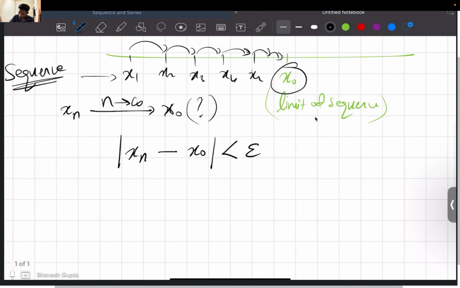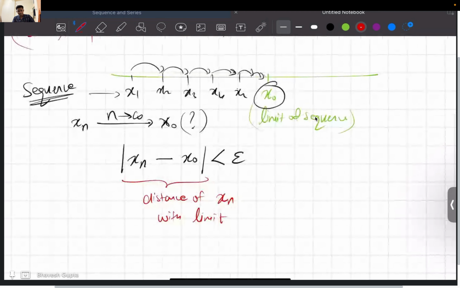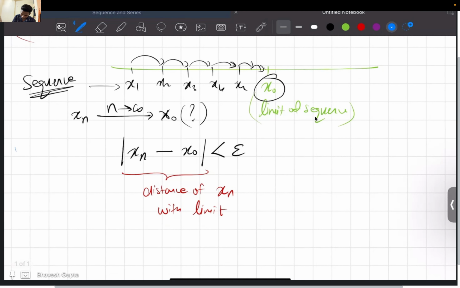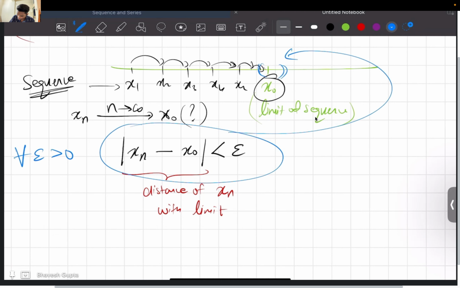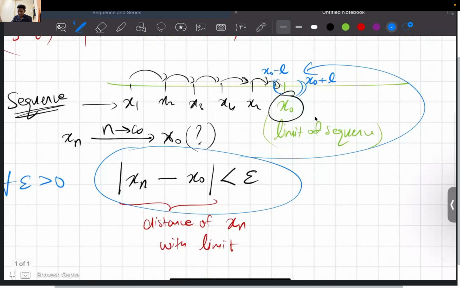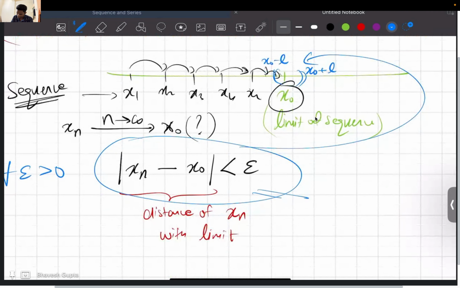So this basically tells you the distance of some nth term of the sequence from the limit, right? And I see that this distance is arbitrarily small for a given interval, and this basically makes an interval around this. Okay, so if you interpret this, this turns out to be that we have x naught plus l, x naught minus l, right? Because I can always write this as xn minus x naught.